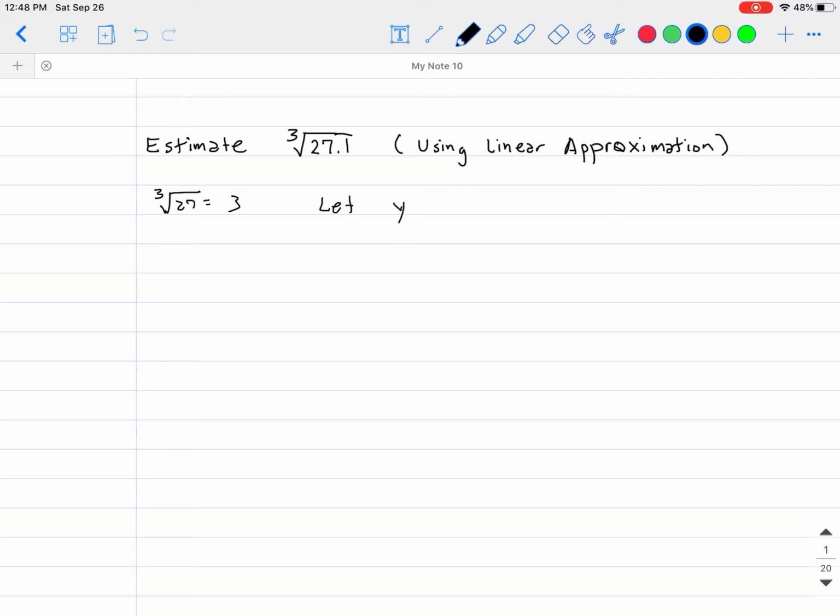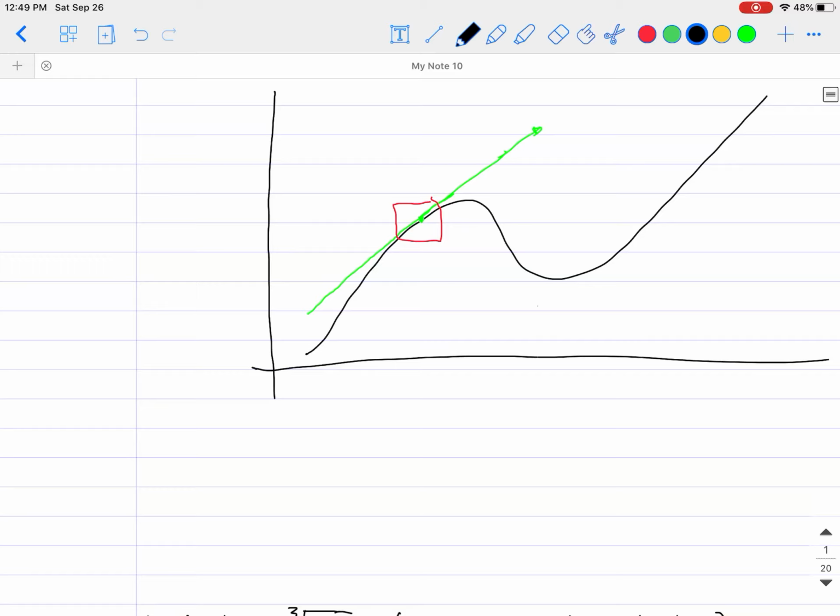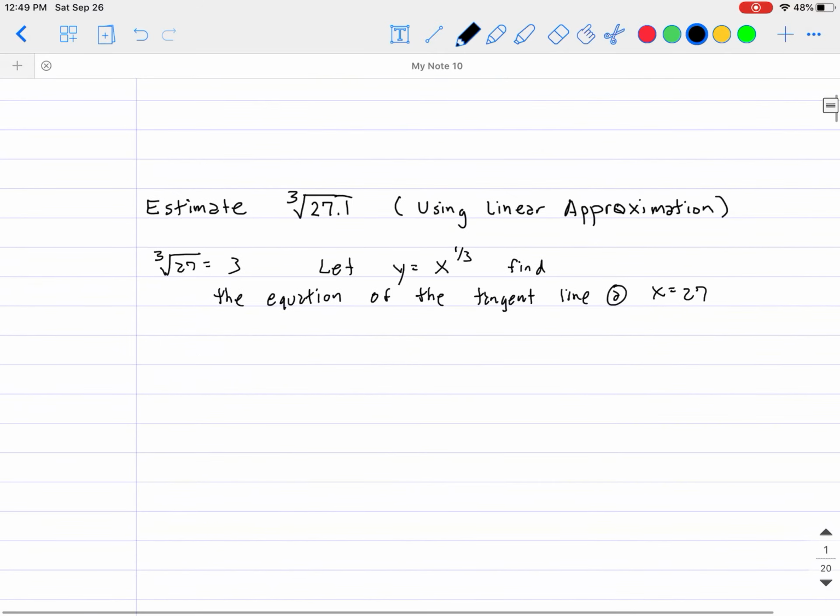So I'm going to let my equation be y equals x to the power of 1/3, which is equivalent to this equation right here. And I'm going to find the equation of the tangent line at x equals 27. In a way, I'm setting up this scenario where I have the equation of the curve, and I'm going to find the tangent line so that I can use the tangent to estimate what I'm actually going to solve for.